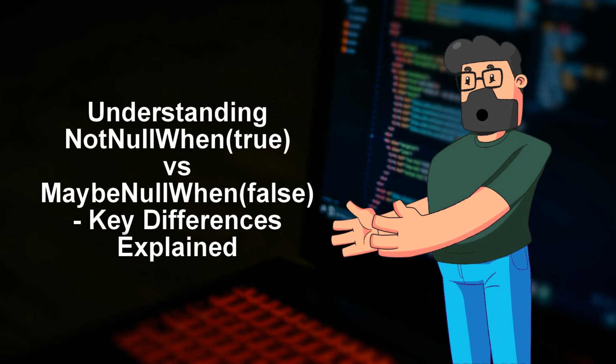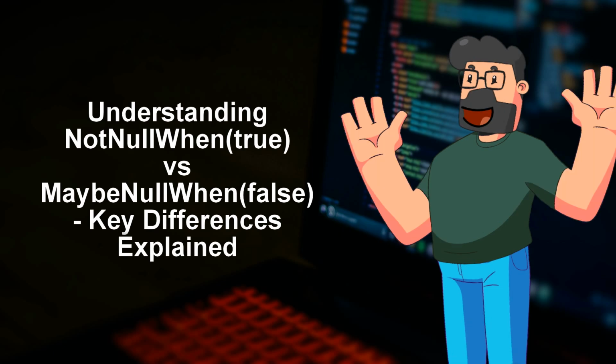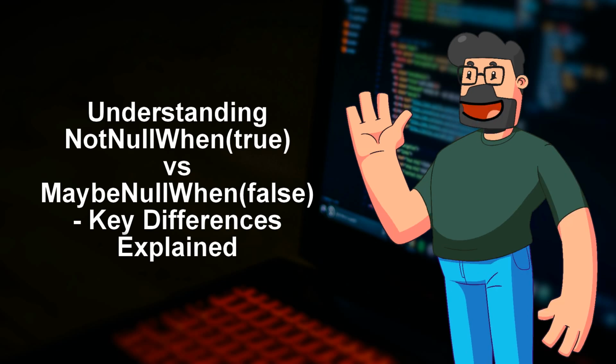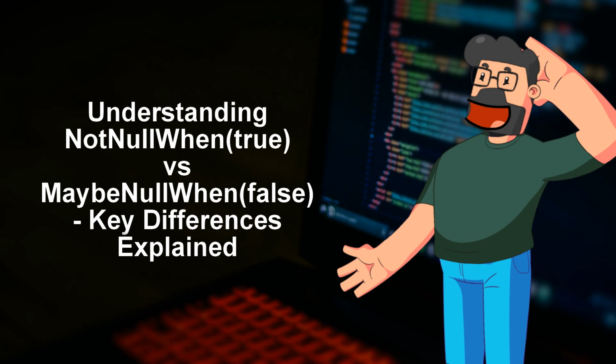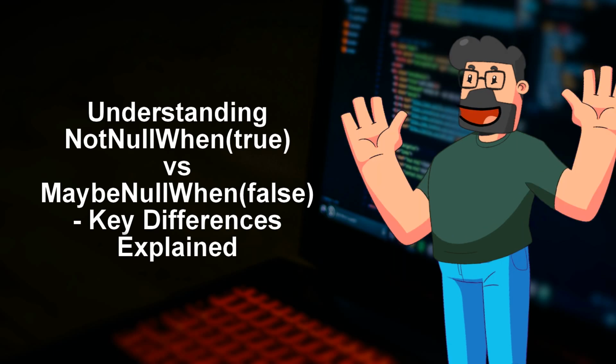Let's talk about a common problem that many C# developers face when working with the try pattern. The issue revolves around the confusion between the MaybeNullWhen and NotNullWhen attributes. These attributes play a key role in providing nullability hints through static analysis. You might be wondering, are they really that different despite seeming to cover opposite conditions? It can be a bit puzzling to distinguish their precise functions.